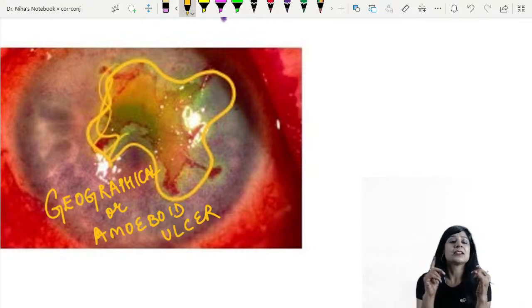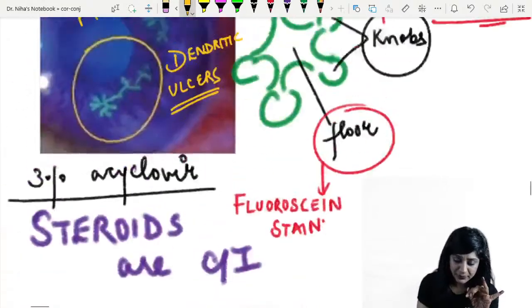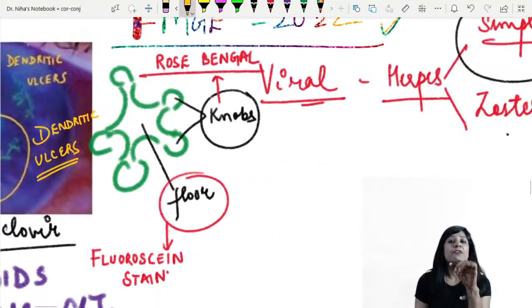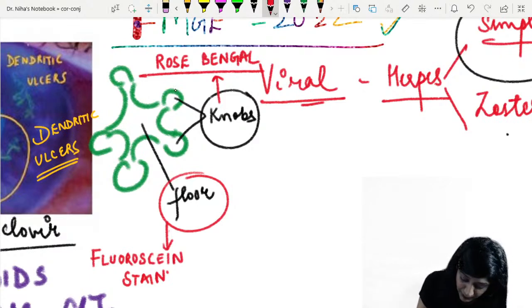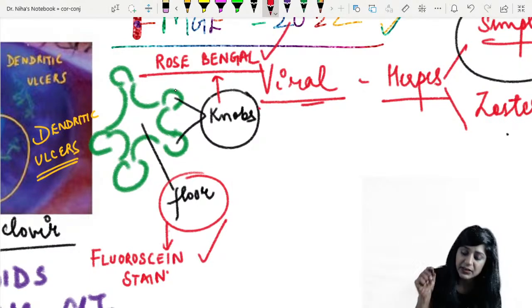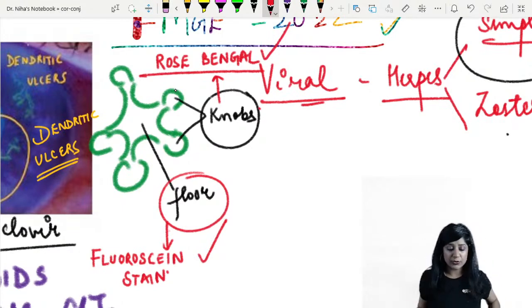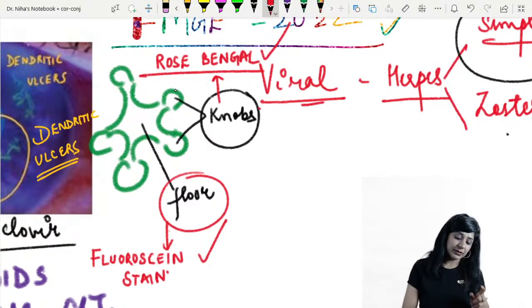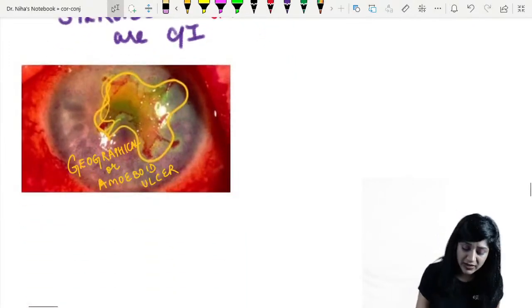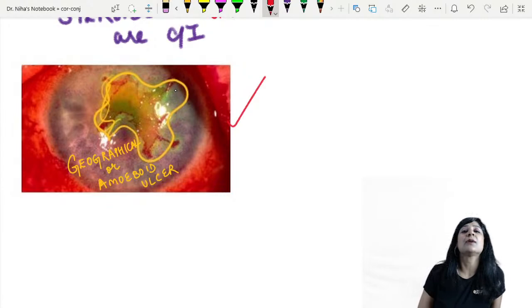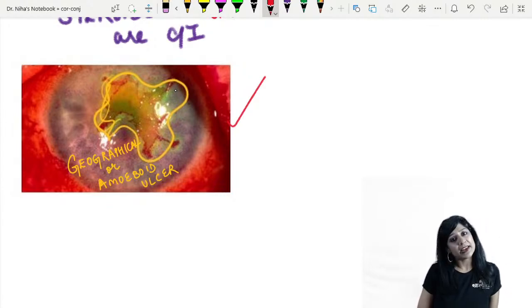So first of all, dendritic keratitis is the characteristic of herpes simplex. It had a tree-like arborizing pattern. Look here. And we were having the floor and we were having the knobs. The floor's staining is by fluorescein. The knobs' staining is by rose bengal. Okay, that is clear. Then we have to come to the treatment part. In treatment you are giving 3% acyclovir. And what you don't have to give is steroids because you will have the geographical or amoeboid ulcer. Is it clear now?